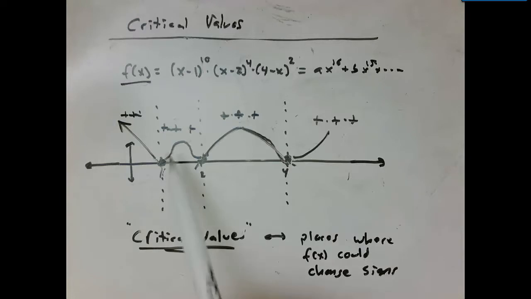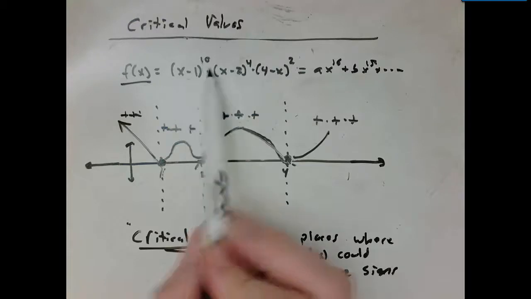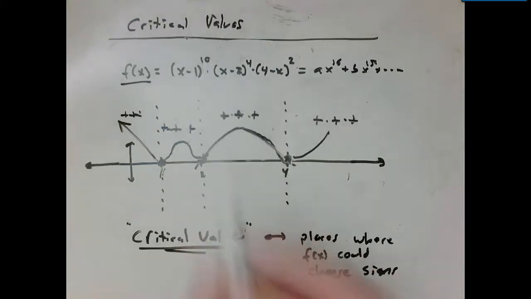But in fact, the equation didn't become negative in those cases. They're still critical values because those are the only places where this particular function could have become negative if it had the same roots, but it was a little bit different.